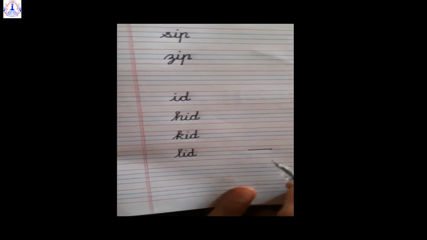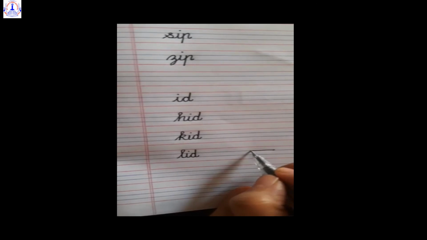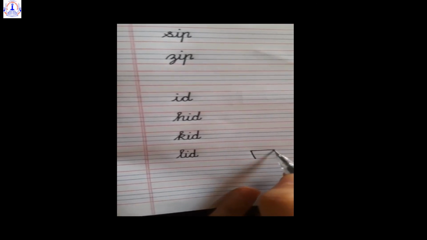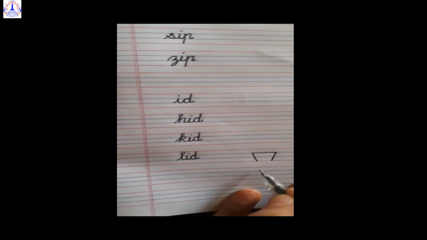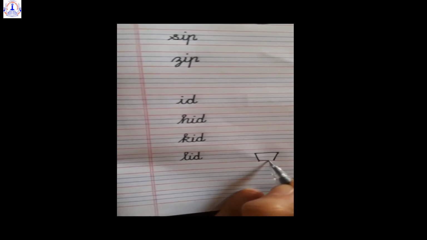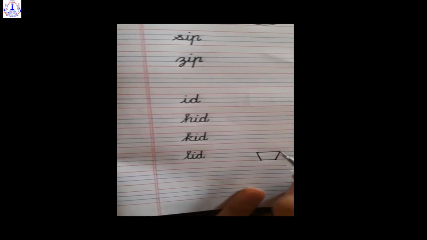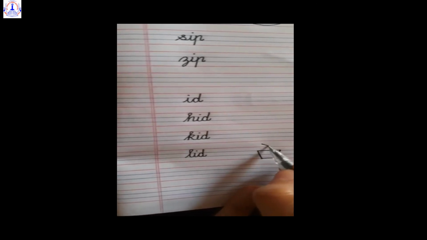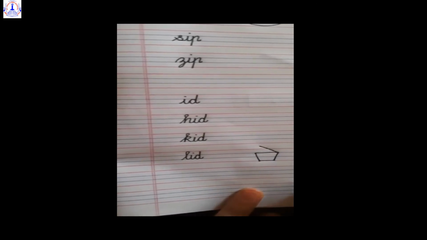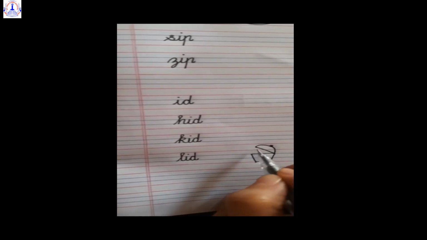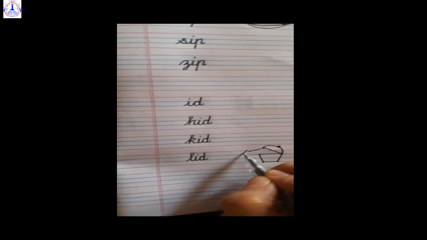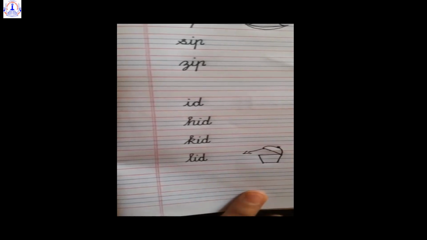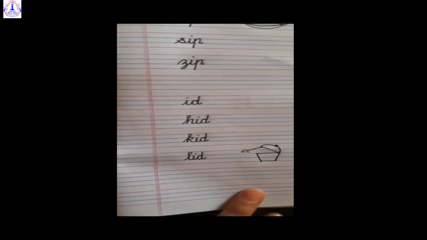Draw a sleeping line on the first blue line. Now on both sides you have to make one slanting line. Then one more sleeping line you have to make on the last red line. Then you have to make a slanting line and a curve. Put a small dot over there. This is L-I-D, lid.